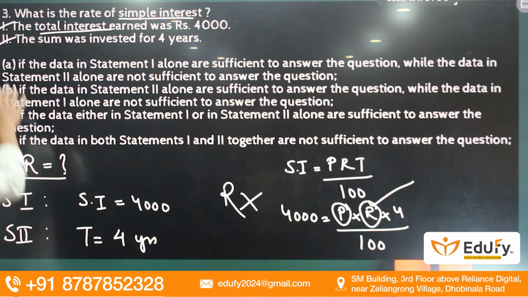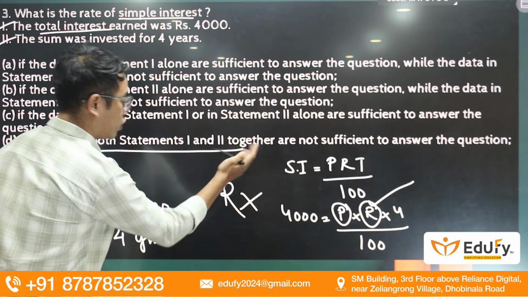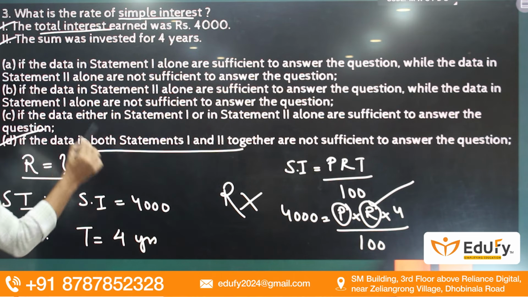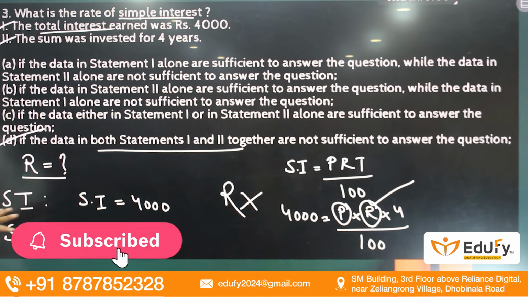So that's why we have to check the options and see which one answers the question. If you check option 4, both statements 1 and 2 together are not sufficient to answer your question. So that means it should be your option number D. Okay, so this will be all for today.